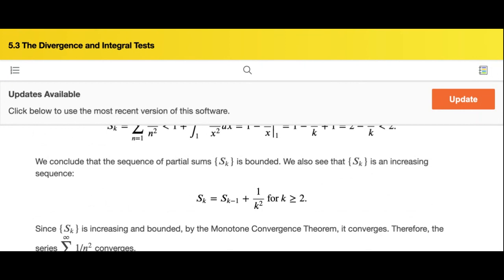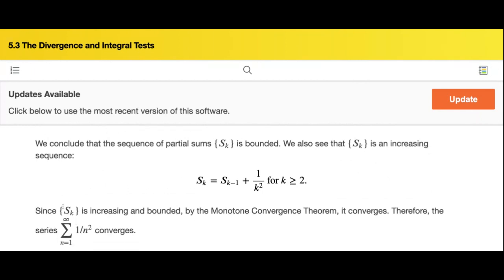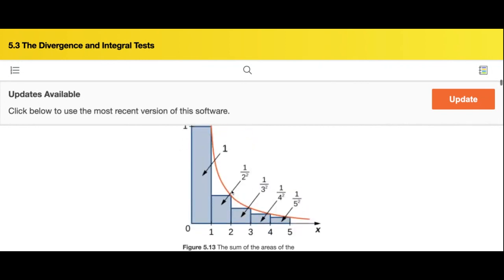So s_k equals the previous sum, s_(k-1), plus 1 over k squared, right? From the second term above, for k greater than or equal to 2. So since the s_k's are increasing and bounded, by the monotone convergence theorem, it converges. This we learned a while ago, the monotone convergence theorem.